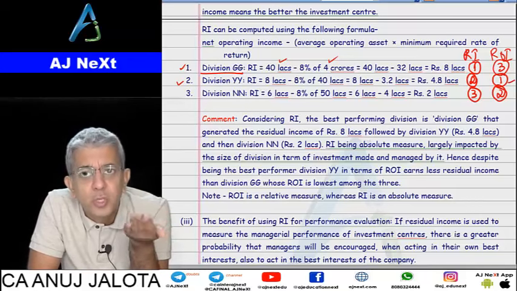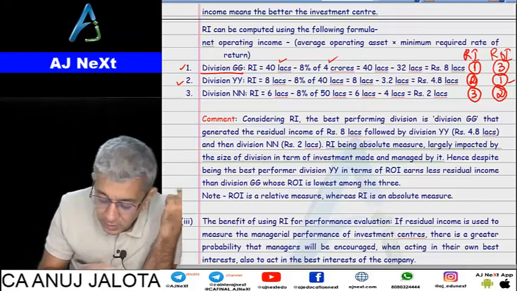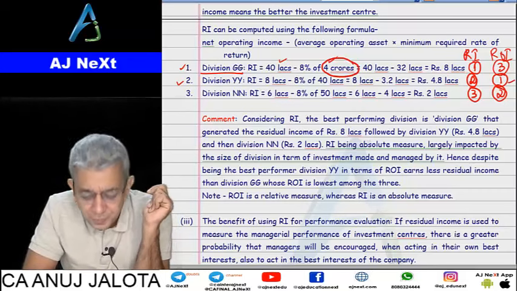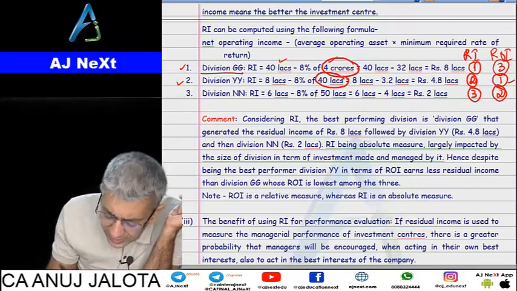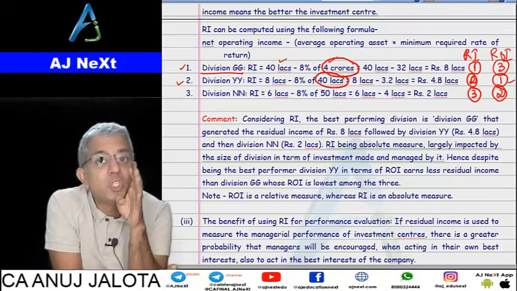Sir, how do you know that it is different size? I think it's a very big division. How do you know that, sir? Because the investment that we all have done is 4 CR. This is 40 lakhs only. So therefore, division YY is very small. But division GG is very big, beta.